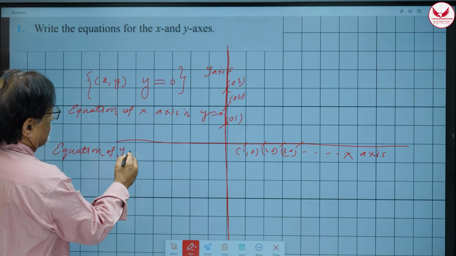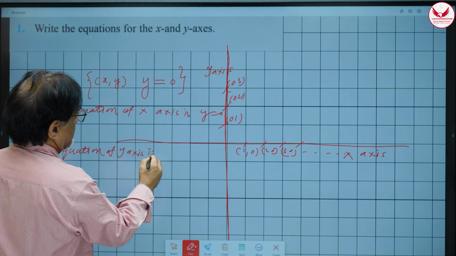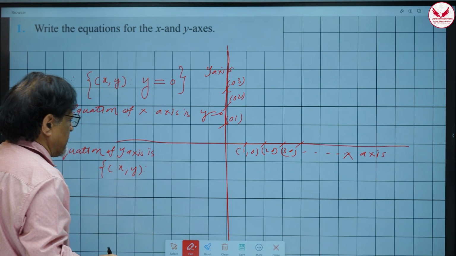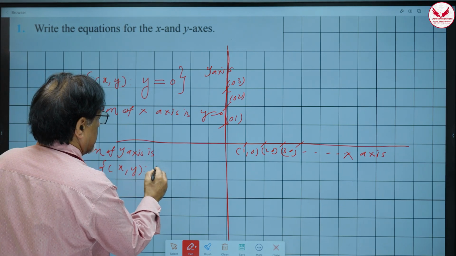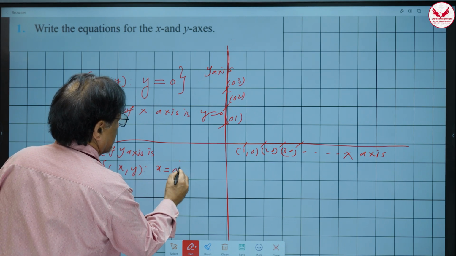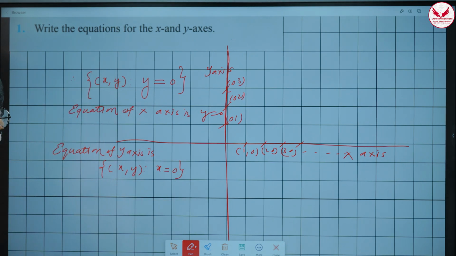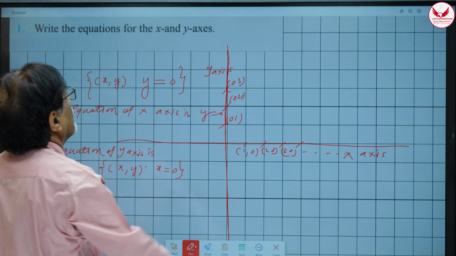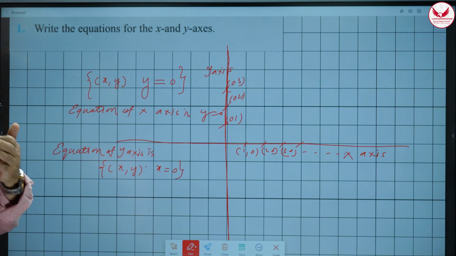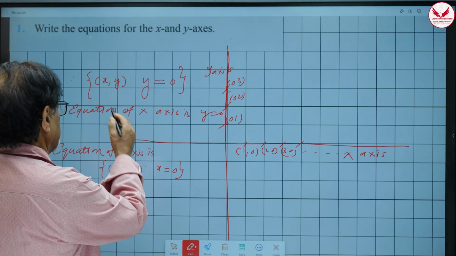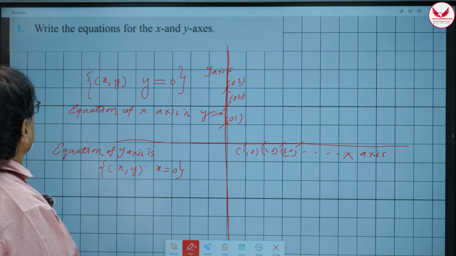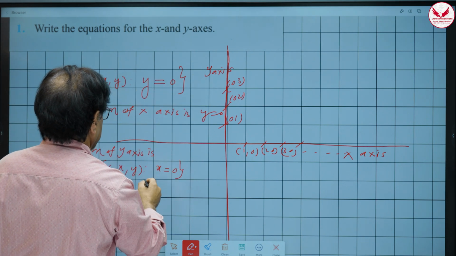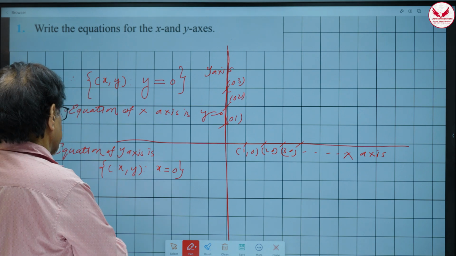So what is the equation of the y-axis? The equation of the y-axis is the set of all coordinate pairs (x, y) such that the x-coordinate is always 0. So you collect all those points where the x-coordinate is 0. There are infinitely many such points, but they will all lie on a line called the y-axis. That is why it is called the equation of the y-axis. Is that clear? So the answer to your question is y equal to 0, the equation of the x-axis, and x equal to 0, the equation of the y-axis.